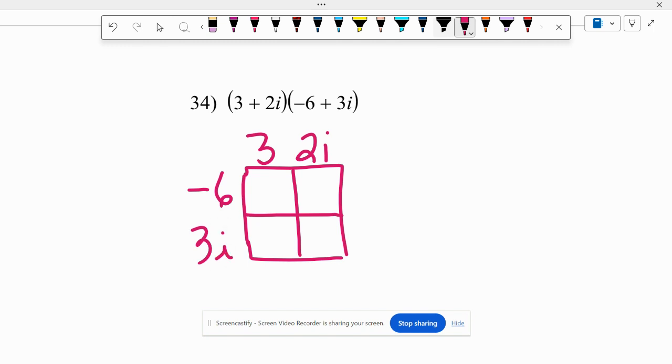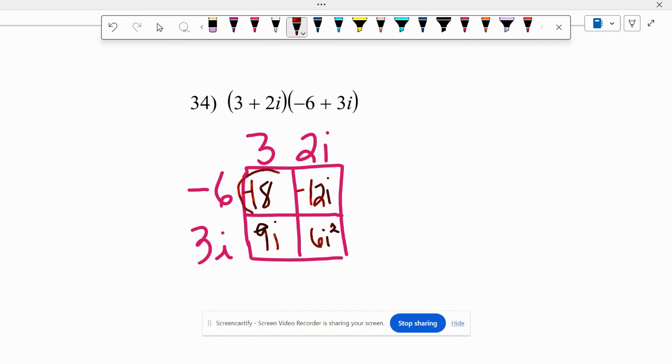Negative 6 times 3 is negative 18. Negative 6 times 2i is negative 12i. 3 times 3i is positive 9i. And 3i times 2i is 6i squared. Where do you get negative 6? Because isn't i squared negative 1? It is, but we're going to do that when we pull it out. So write 6i squared in your box.